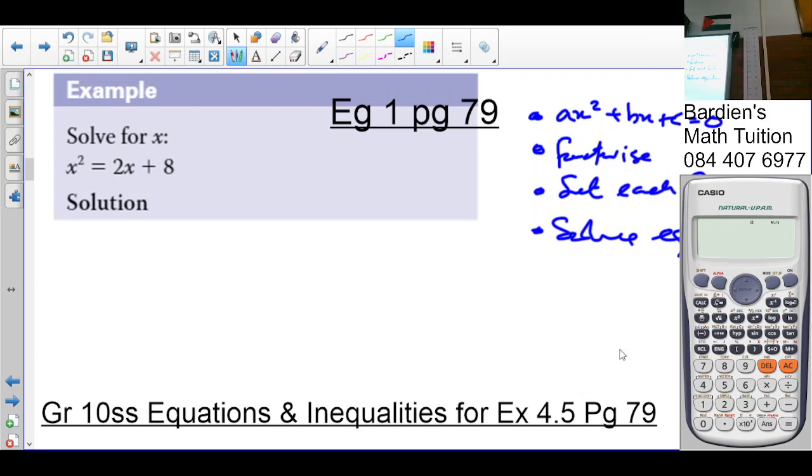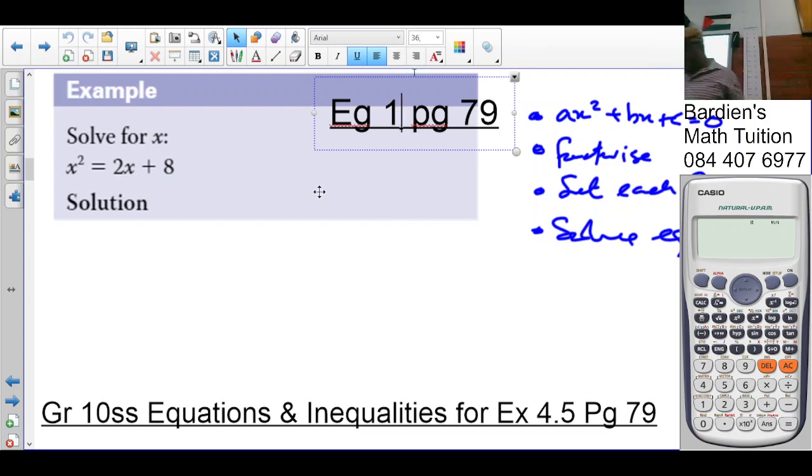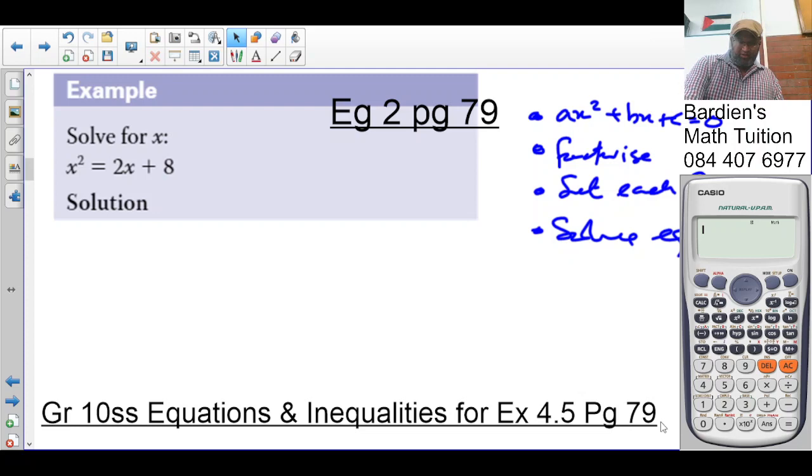Okay. So those are the steps we will follow once we solve this quadratic equation. So let's look at the next one. This is example 2 on page 79. Example 2 on page 79. And also, this exercise of 4.5 is actually on 81.